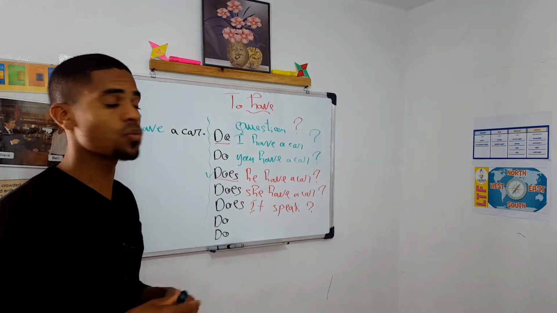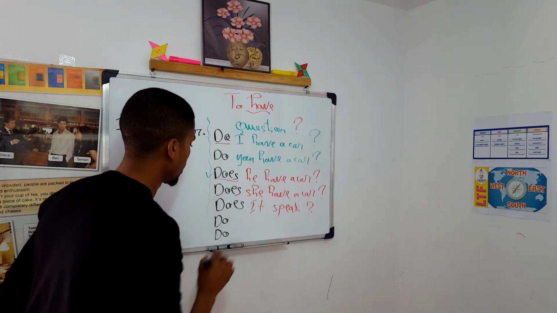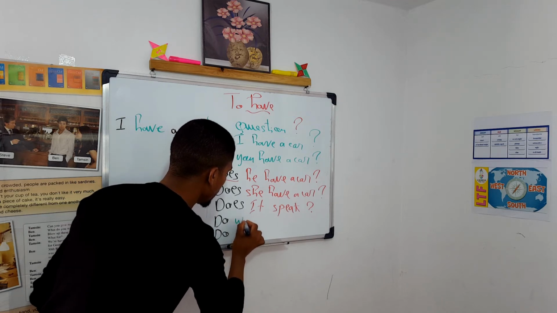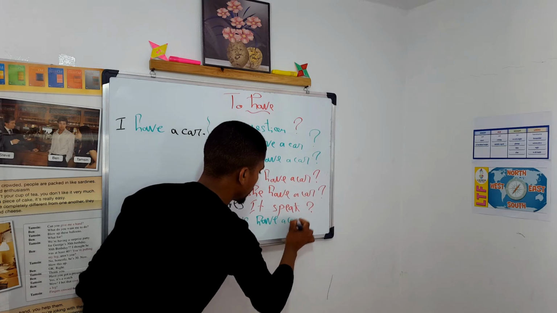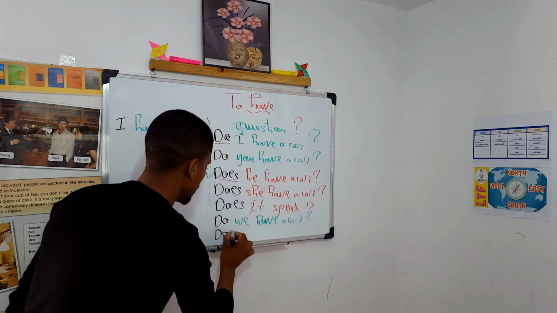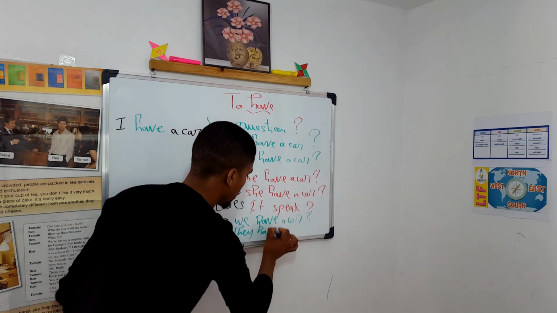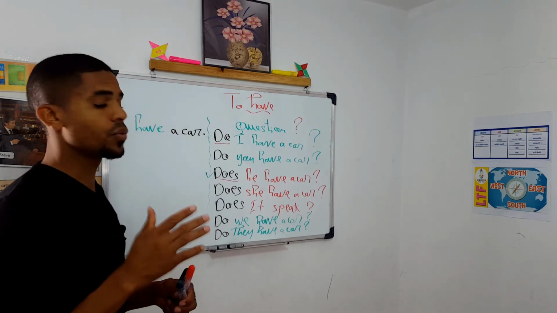Again, we are going to use have. We are going to use do again with we and they. Do we have a car? Do they have a car? The same. Okay, if you notice, we have two forms.